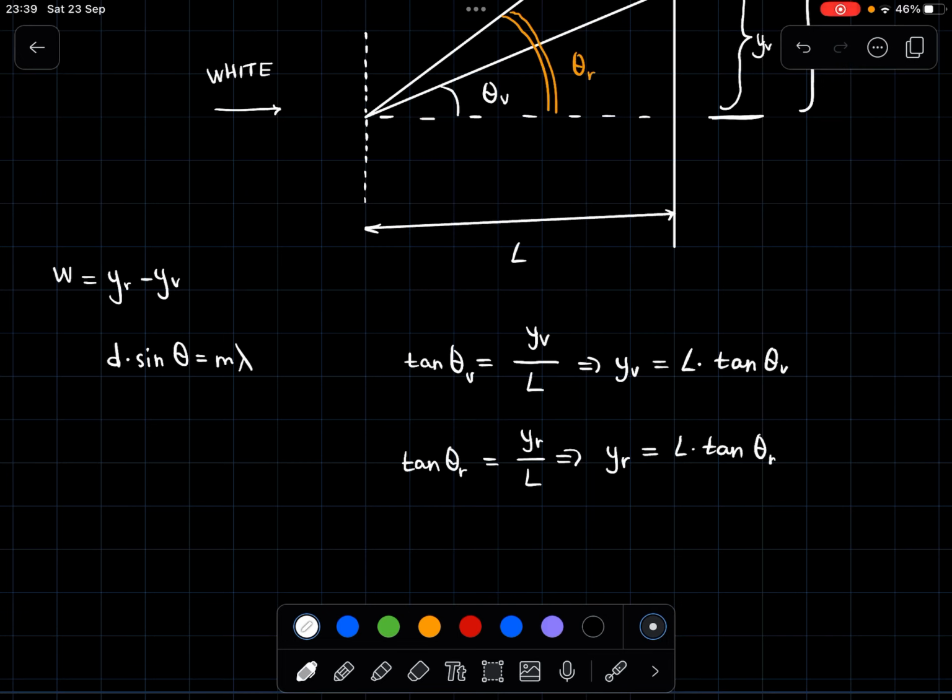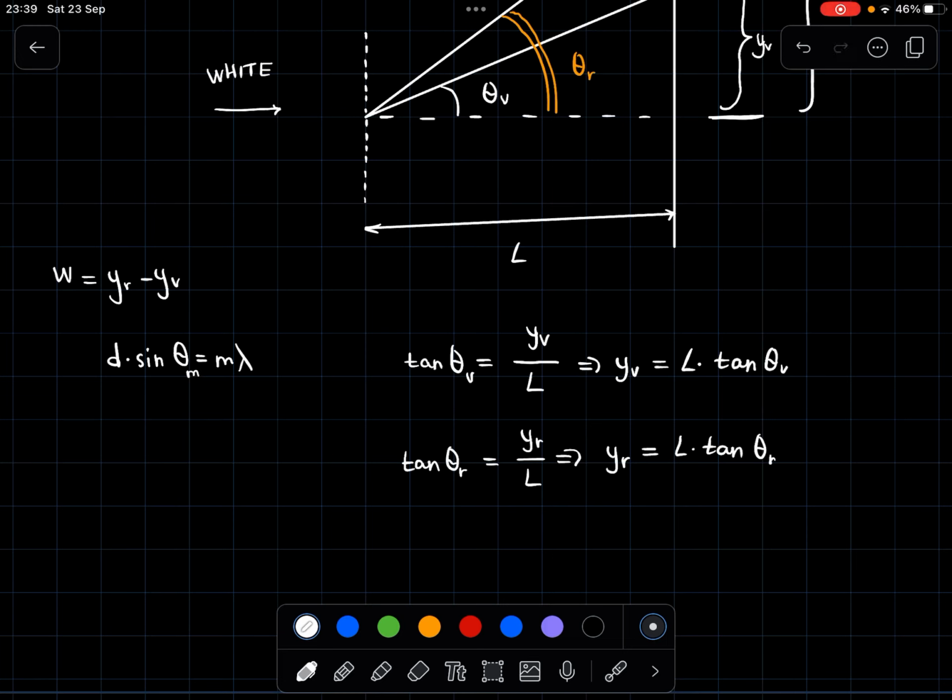So now we know the distance L, but we don't know the angles. So let's find the angles from this equation. d sine theta is equal to m multiplied by lambda. Instead of 1, I should put here m.